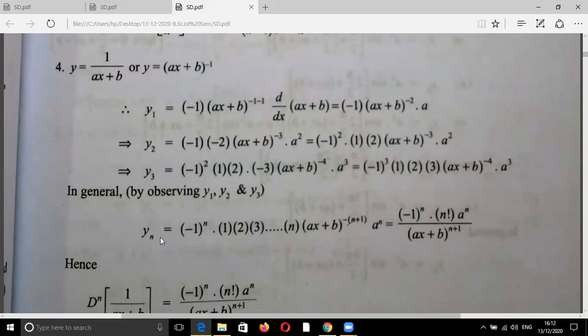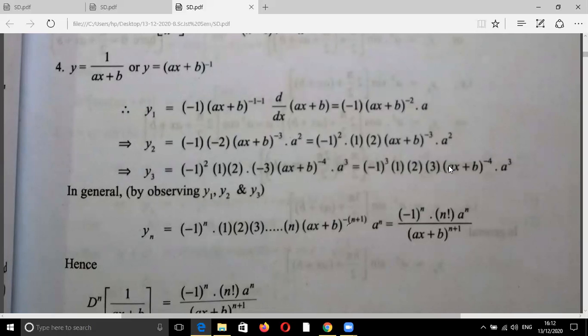Just like here y2 is there, you are writing minus 1 square. Here you have to write what? Yn means minus 1 to the power n. And then you see here, y2 means you are getting 1 into 2. And y3 means 1 into 2 into 3. You see yn means 1, 2, 3, so on to n you will get. Is it not? Just like y3 means you are getting 1 into 2 into 3. N means you will get 1 into 2 into 3 into so on to n.